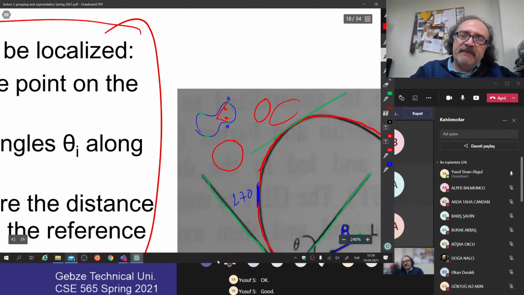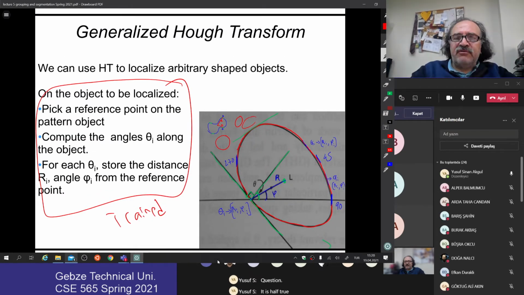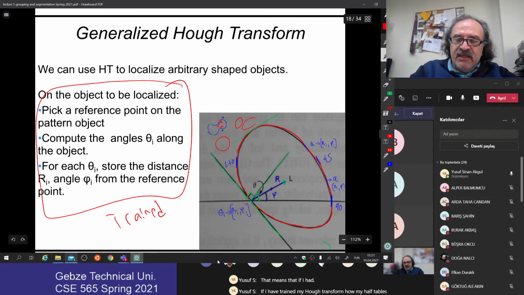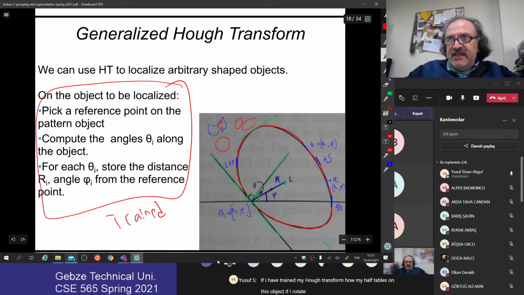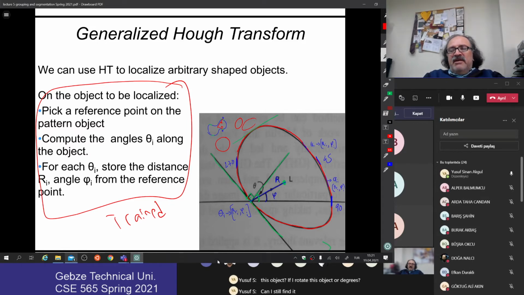Question: is Hough transform rotation invariant, rotation insensitive? That means that if I have trained my Hough transform, my Hough tables on this object, if I rotate this object 30 degrees, can I still find it on my runtime image?